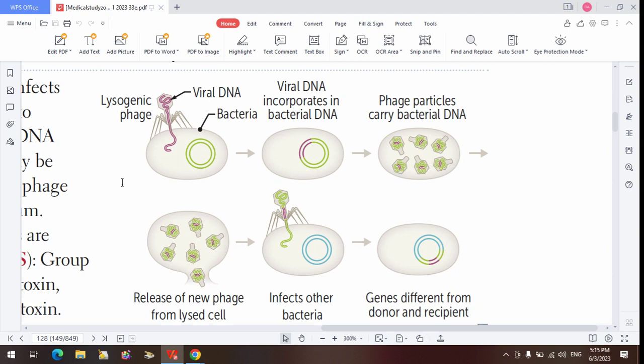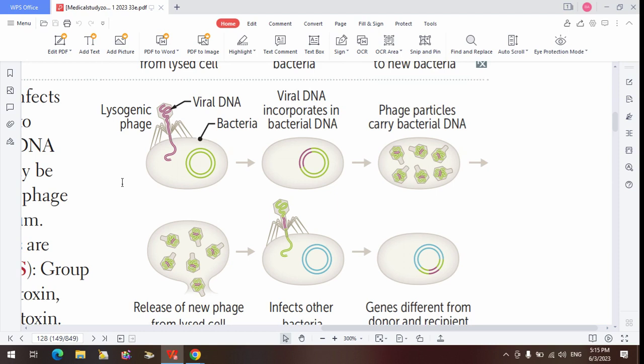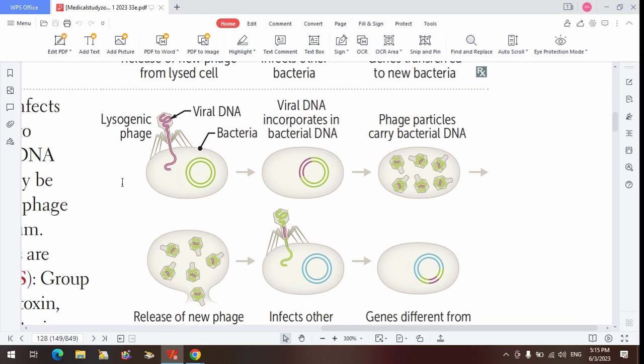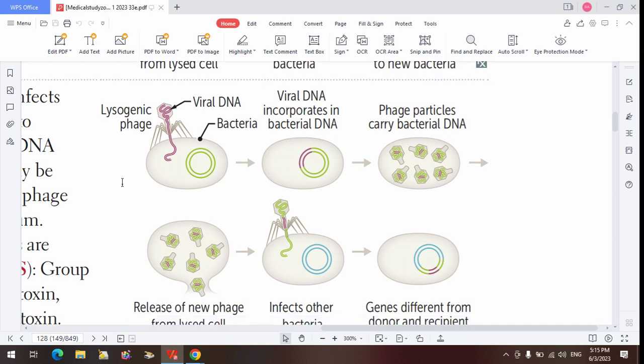Do you guys get it? So that means you are going to have some phages having bacteriophage DNA, some having bacterial DNA. At the end of the day, they are going to burst out of the bacterial cell to mature into bacteriophage. But some bacteriophage will have bacteriophage DNA, some will have bacterial DNA. So if the one that contains bacterial DNA infects another cell, it's going to transmit that bacterial DNA to the new cell.